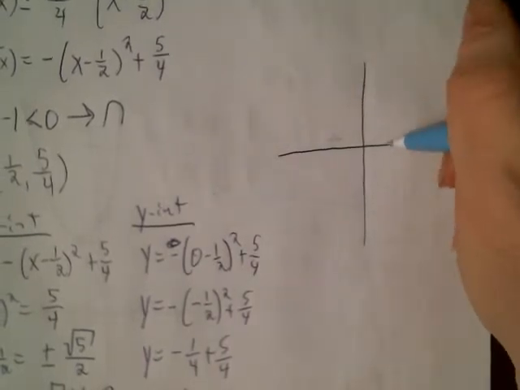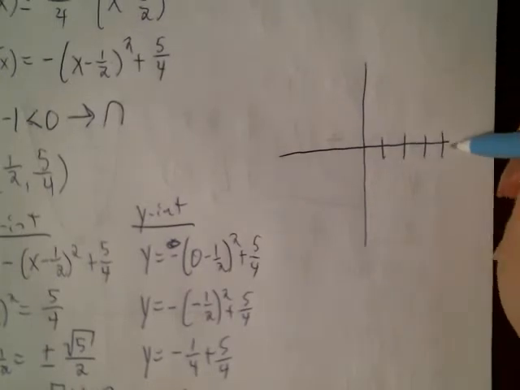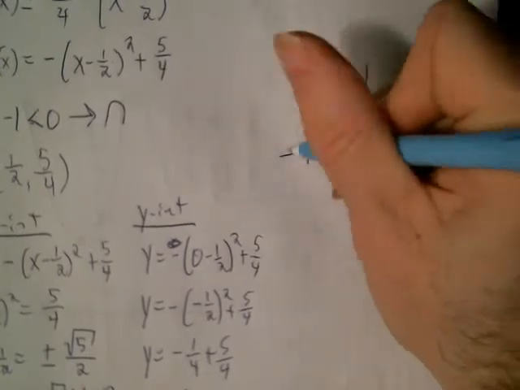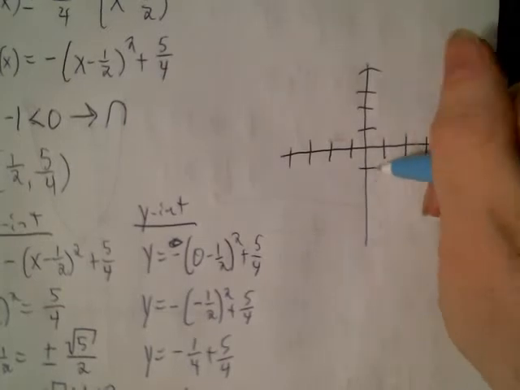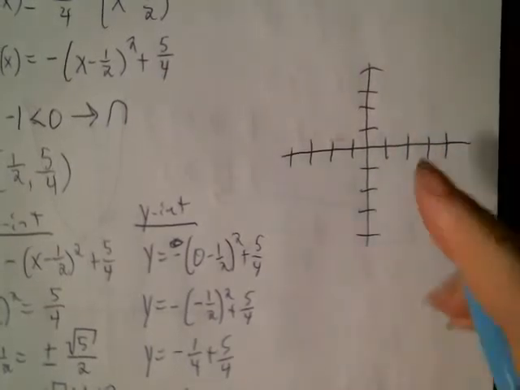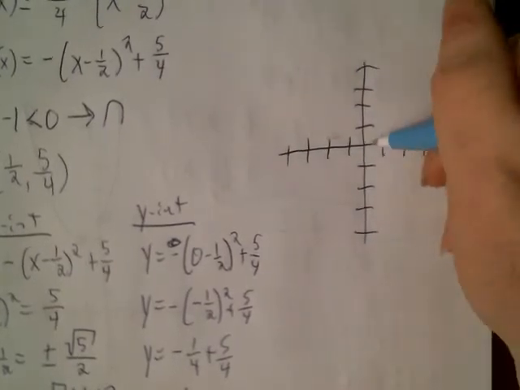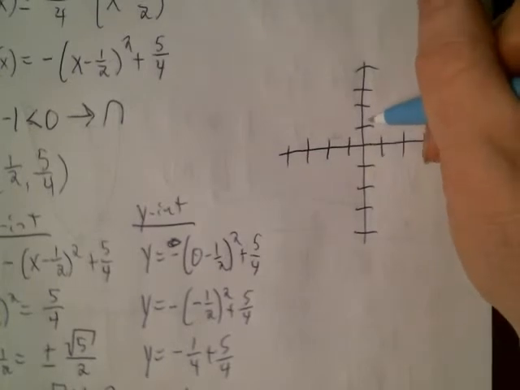The vertex, let's get some tick marks. 1, 2, 3, 4. 1, 2, 3, 4. Okay. So my vertex is 1/2, and then 5/4 is about right here.